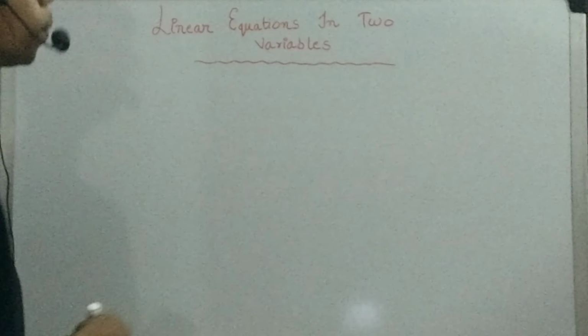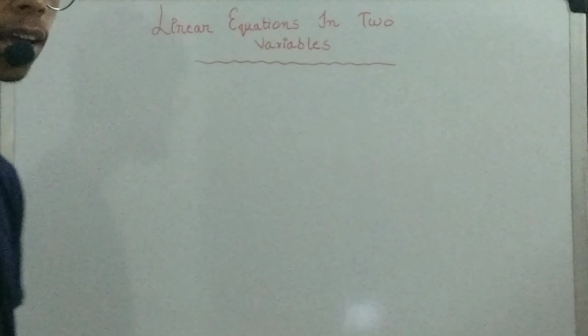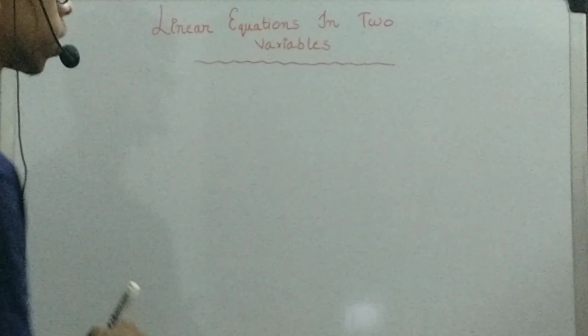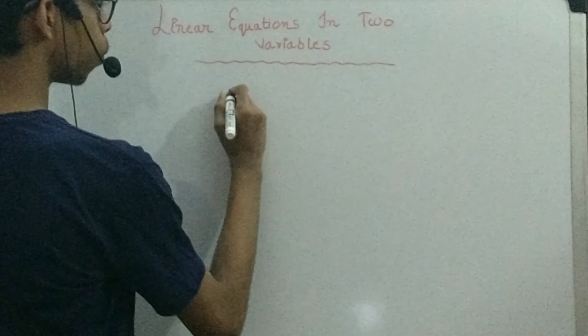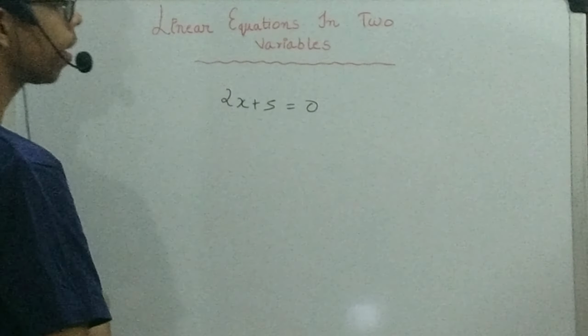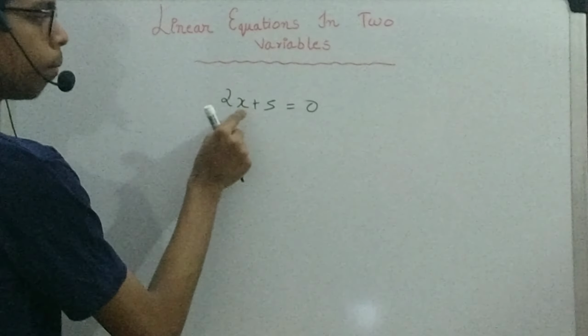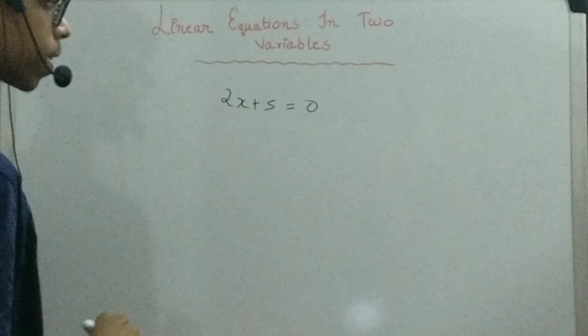With our chapter number 4, linear equations in two variables. Now before we go into linear equations in two variables, in our lower classes we have learned about linear equation in one variable, isn't it? For example, 2x plus 5 is equal to 0. We know this is a linear equation in one variable, because there is only one variable x present.